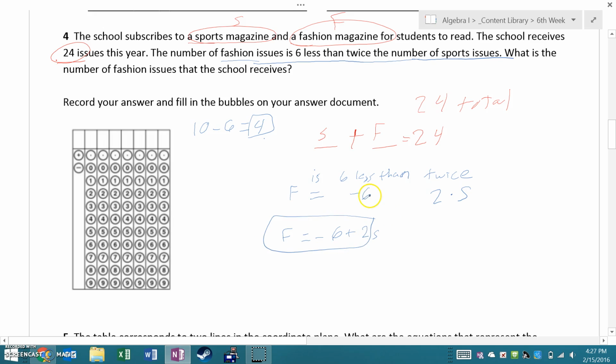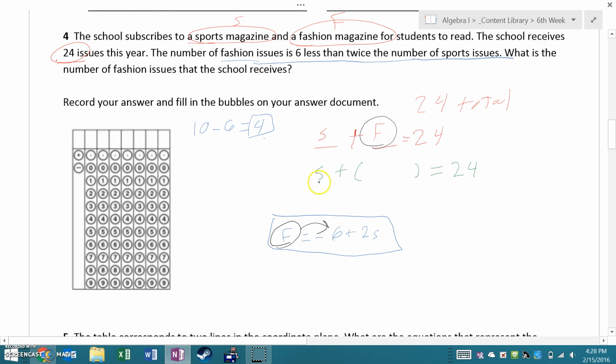There's another equation that we can use. Now, the way that the equation is going to get used is the same way as number 2, substitution. So I'm going to show you how that's going to work real quick. I know what F equals, so I can substitute that here. I'm going to clear some space so I can do that. Alright, so S plus F equals 24. S plus, instead of F, I'm going to use minus 6 plus 2S.